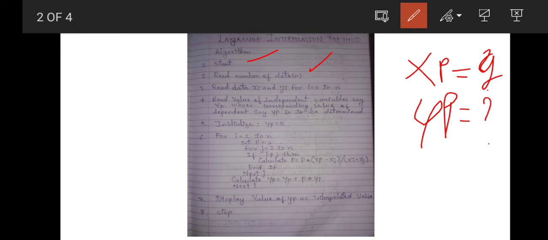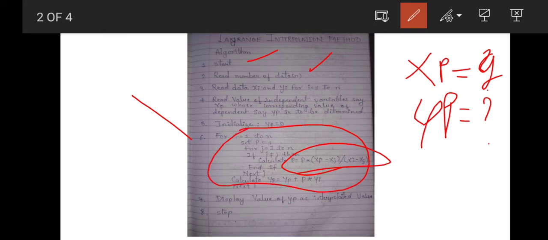So we start a for loop for i to n and an inner loop j which will go from 1 to n. So this is the formula. This whole loop is running the formula for Lagrange's interpolation method. After this you will calculate the value of yp and you stop the program.